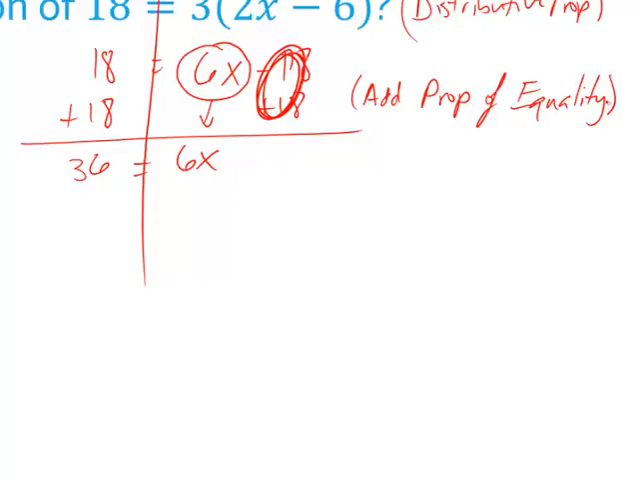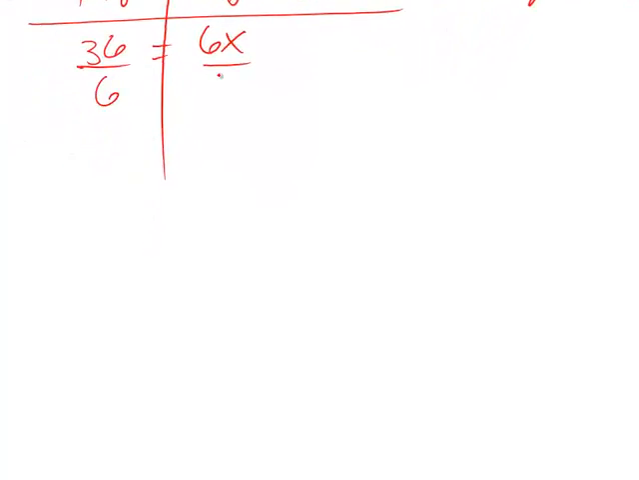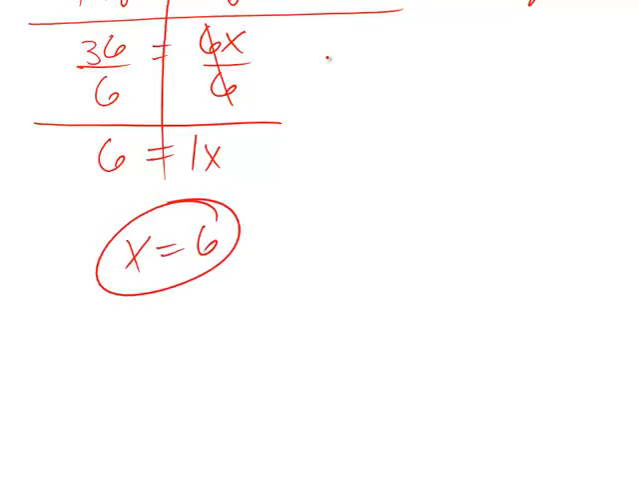So now we have 36 equals 6x. To get x by itself, we need to get rid of the number next to it, which is 6. It's 6 times x. The inverse operation of multiplication is division, so divide both sides by 6. 36 divided by 6 is 6. 6 divided by 6 is 1, so 1x. So your solution is x equals 6. And this last step was the division property of equality.